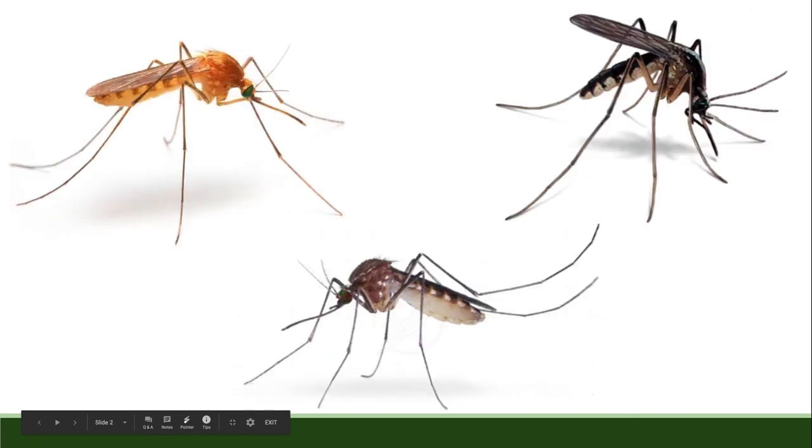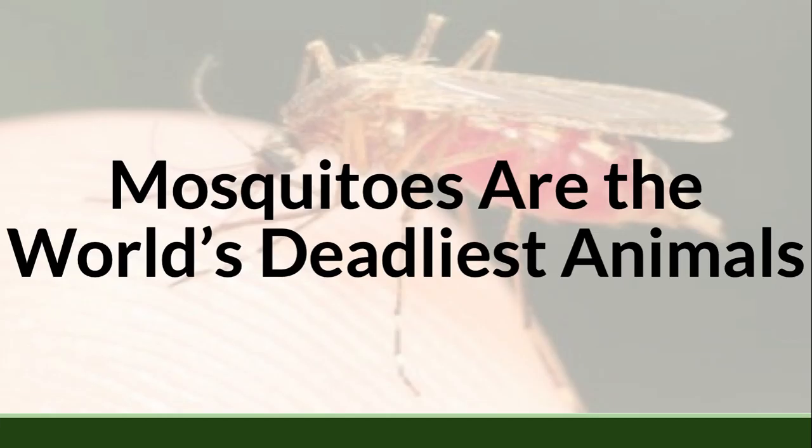Good morning. On your screen in front of you, you see 3 mosquitoes. Can you tell which of these can transmit a deadly disease that will make you sick and which will just give you a small bite on your arm? Mosquitoes are the world's deadliest animals.